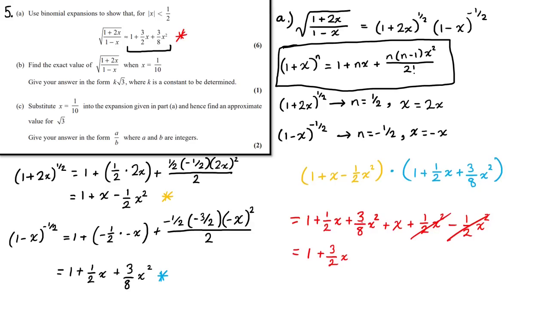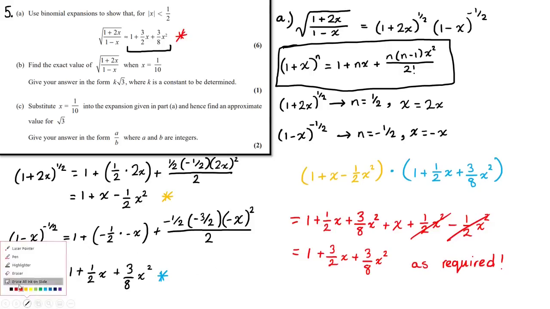And then finally, 3 over 8x squared. So plus 3 over 8x squared. Okay, and that's exactly what we wanted to show for part A, as required there. So that gets us the first 6 marks for this question. So hopefully that wasn't too bad. So that's part A done. So let's just clear the screen dead quick so we can carry on with B and C.